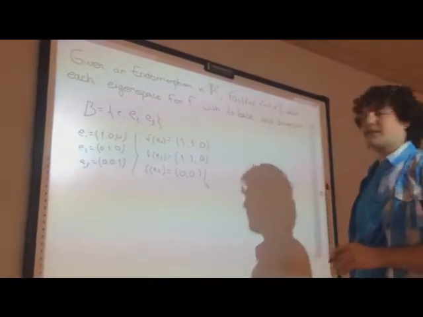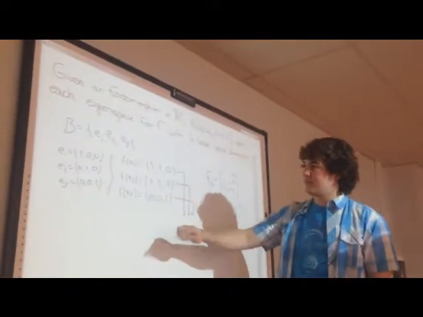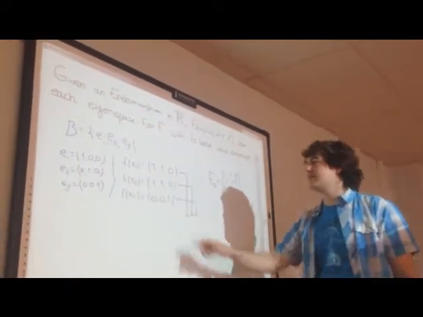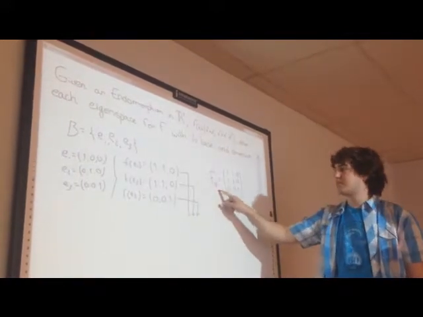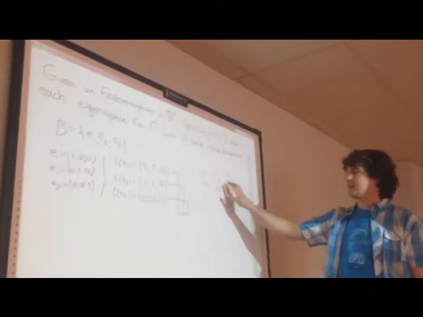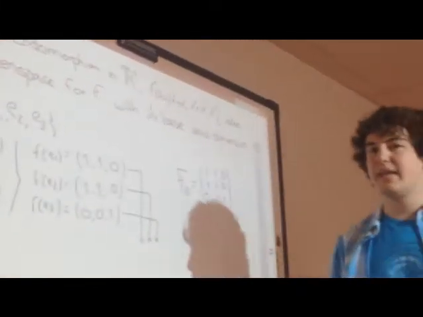So now, how do we find the associated matrix? Easy. Now we have the three vectors, and placing them in the correct order, we get the associated matrix of F. This is the associated matrix. Okay, now we can find the eigenvalues and the eigenspaces.